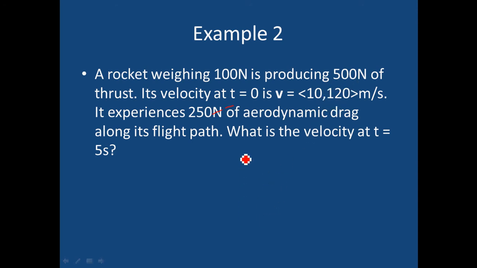Say we have this xy coordinate system, and say the vertical direction is y. So we would have 10 over and 120 up. That's our velocity. Alright, so it experiences 250 newtons of aerodynamic drag along its flight path, which means it has the same direction as the velocity, except opposite, because drag is opposing the flight.